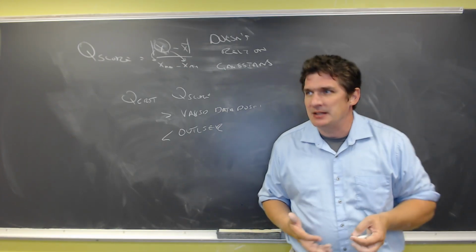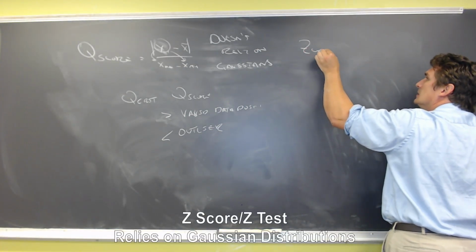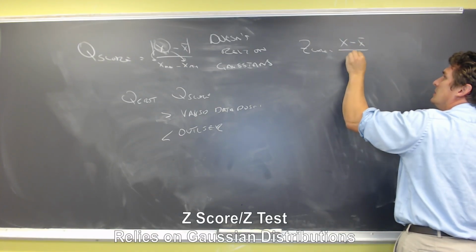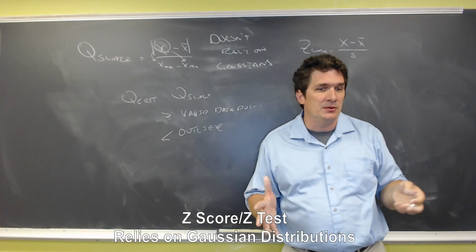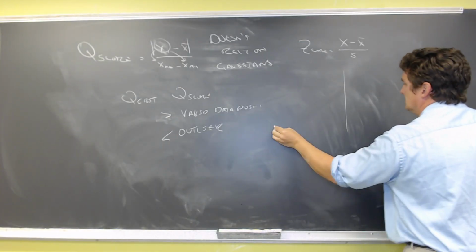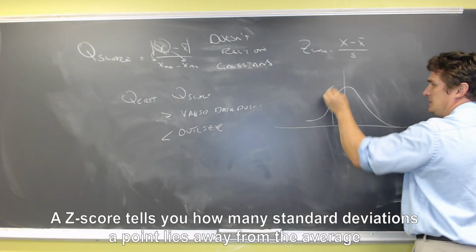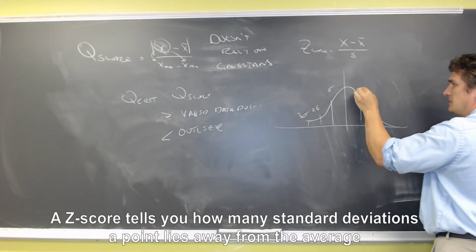What if we know we have a Gaussian shape? Well, this is where we get to a z-score. So z-score is x minus x bar all over sigma. What this does is it tells us how many standard deviations we are away from the average. So if you were to look at a Gaussian, it would say, are you within 1 standard deviation, within 2 standard deviations, 3 standard deviations, and so forth.